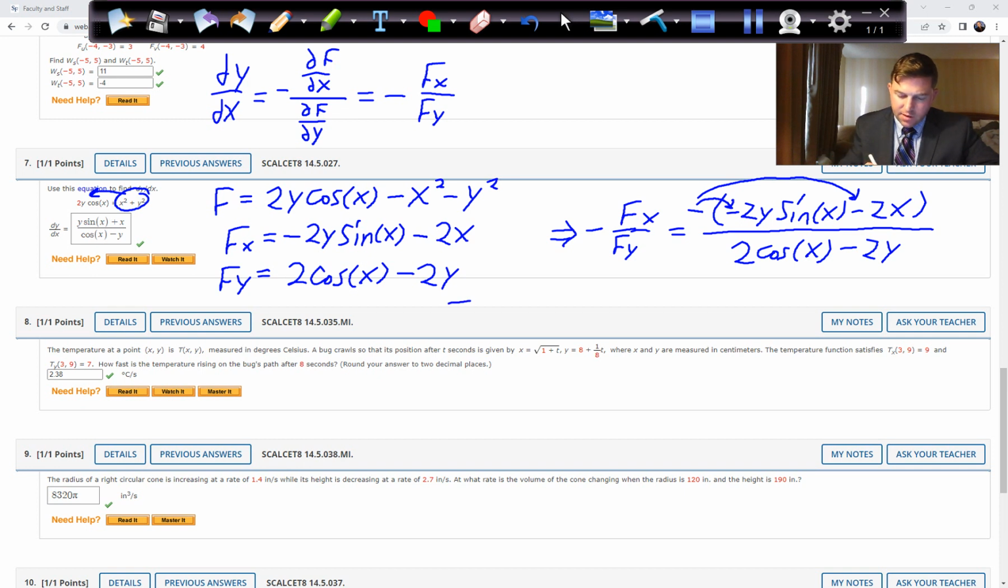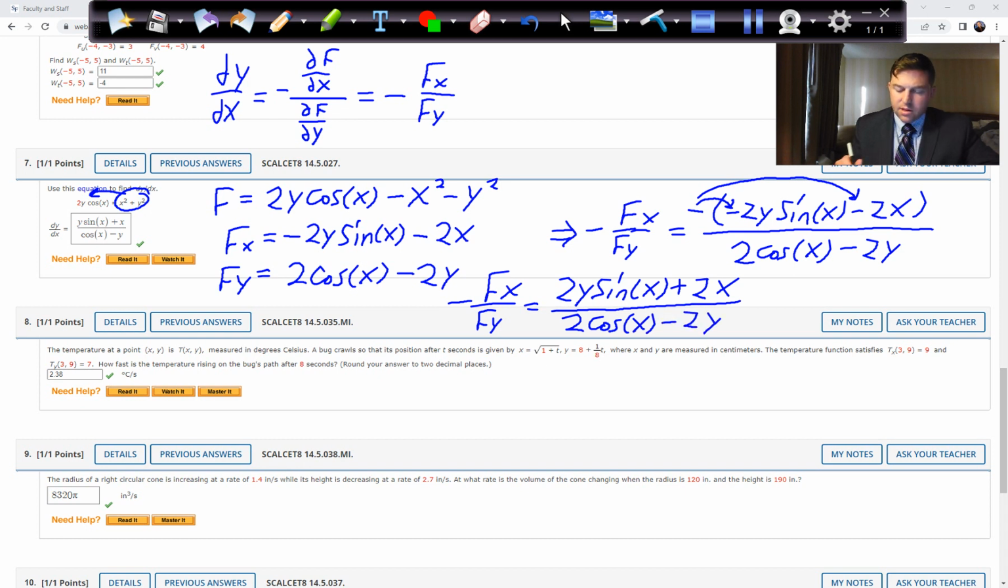So we'll get negative fx over fy is 2y sine x plus 2x, divided by 2 cosine x minus 2y. Then the last thing I did was I said, oh, there's a 2 in every single term, so you can literally just go in and cross off all the 2's, and the final answer is y sine x plus x over cosine x minus y, right there.